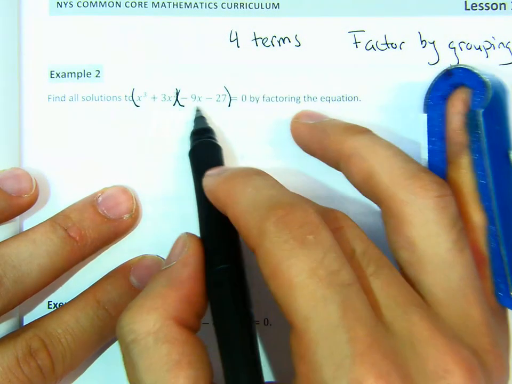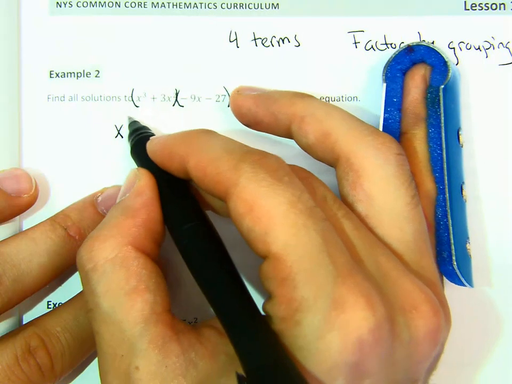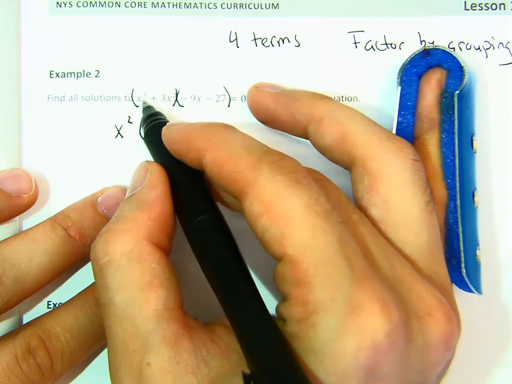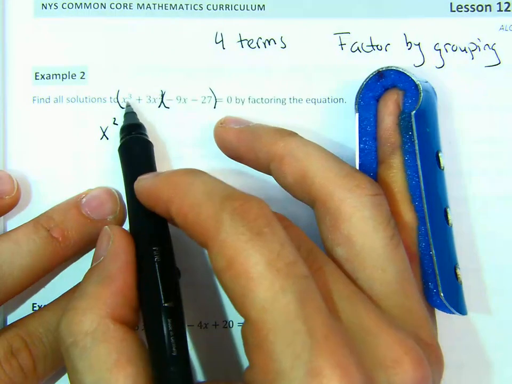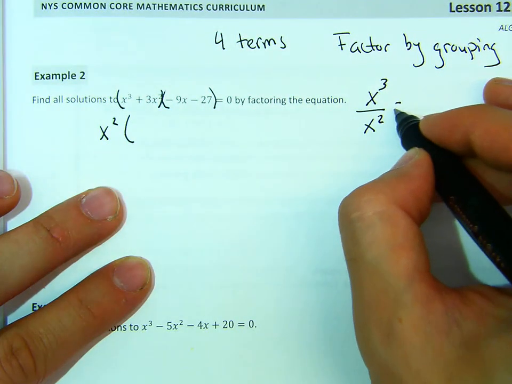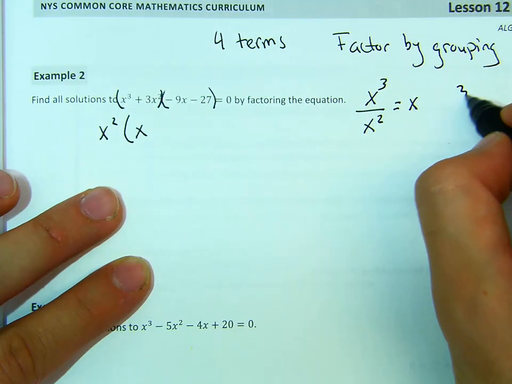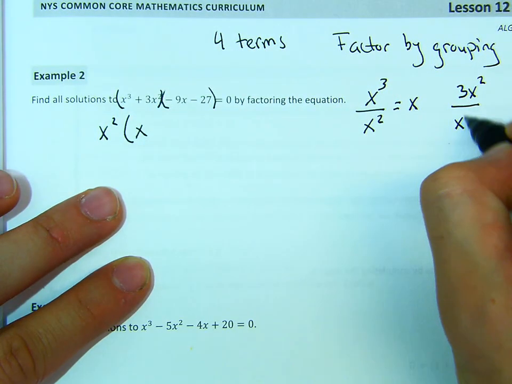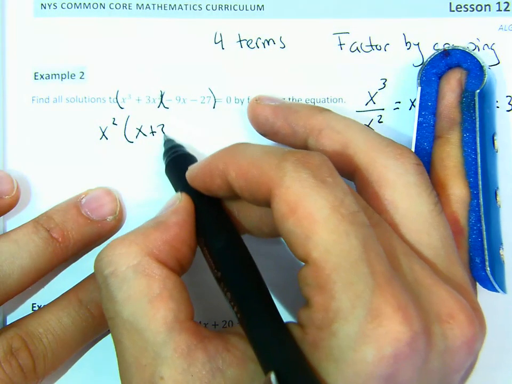Now we got to find the GCF of each group. What's the GCF of this group? It's x squared. And then what is x to the third? What am I going to do with this? I take this divided by this. What's x to the third divided by x squared? That's x, right? So I have an x here. Now what about this one? What's 3x squared divided by x squared? This is just 3. So this is plus 3.